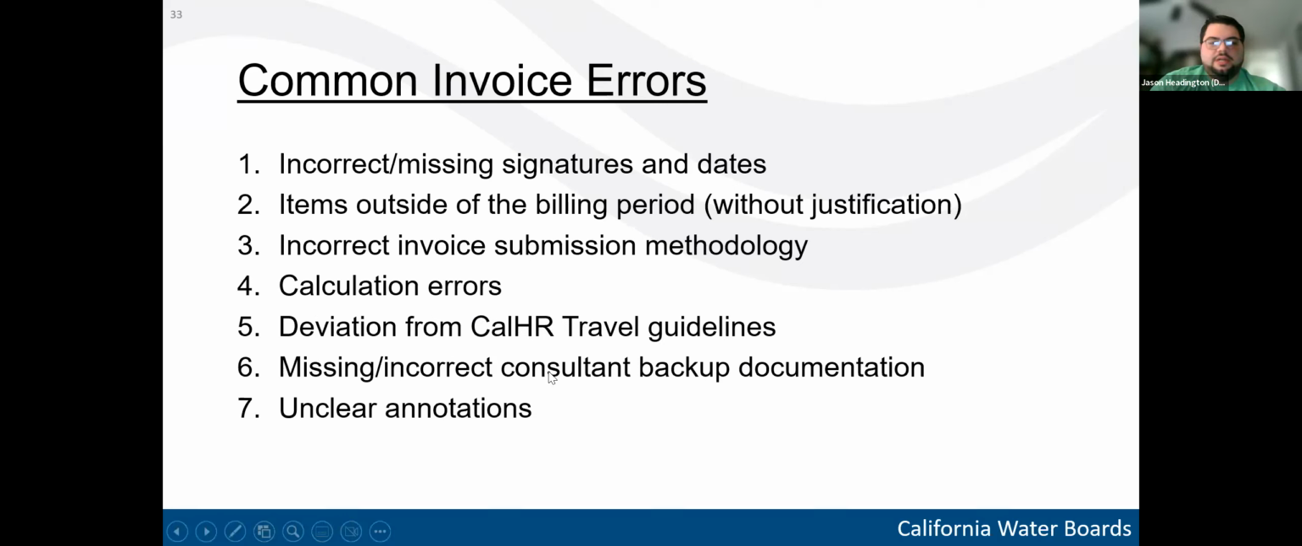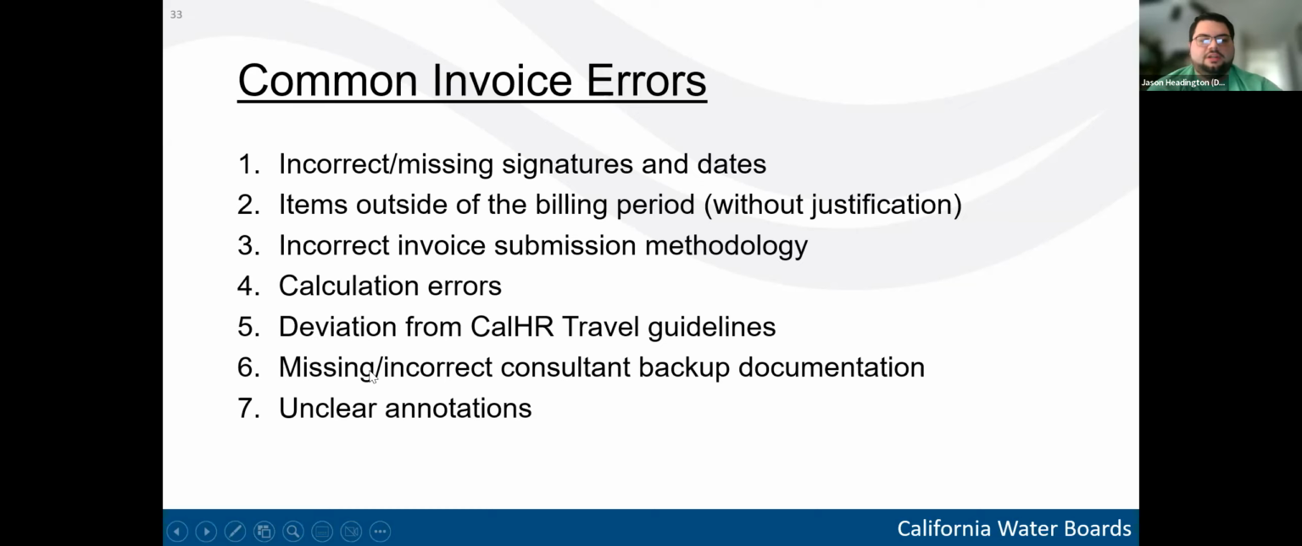Six, missing or incorrect consultant backup documentation. So we need to have an invoice included even for subcontractors, even if the subcontractor is doing work at a flat fee. So oftentimes, and speaking for the salary and fringe agreements, we need to see the hours and the rates for the subcontractors as well working on items. However, we need to see those as well as an invoice in general, even if they're doing work that would be reimbursed at a standard rate. So for this item, just make sure that the consultant submits proper backup documentation.